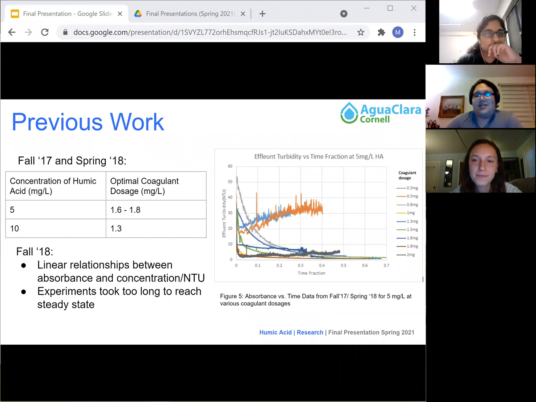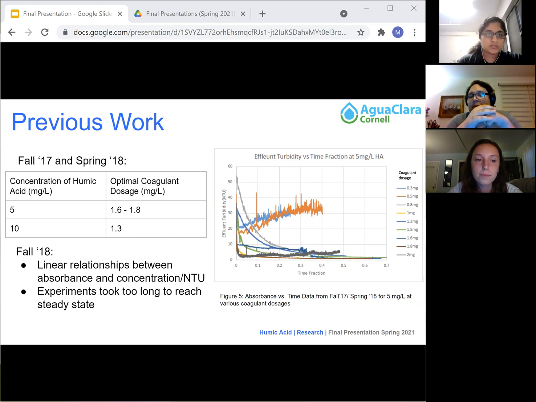So what the last humic acid group did in the previous year: last year the goal was to determine the optimal coagulant dosage for two humic acid concentrations, 5 milligrams per liter and 10 milligrams per liter. After the experiments were done with the different concentrations of coagulant, the team discovered that the optimal coagulant dosage for 5 milligrams per liter was 1.6 milligrams per liter, and in the case of 10 milligrams per liter, it was 1.3 milligrams per liter.